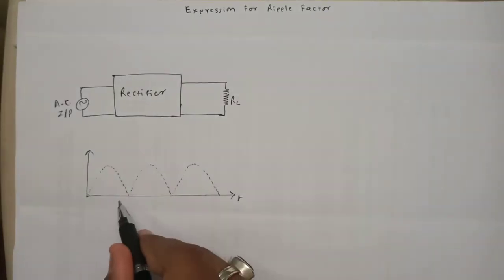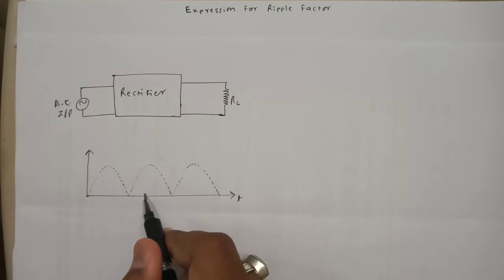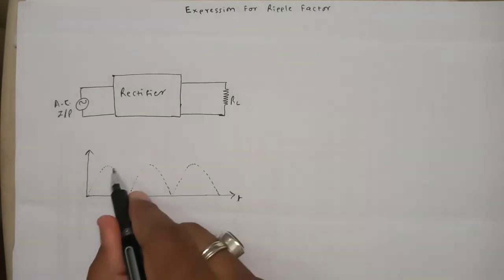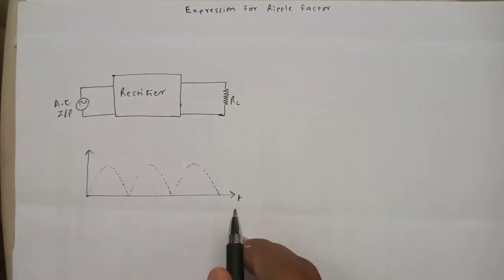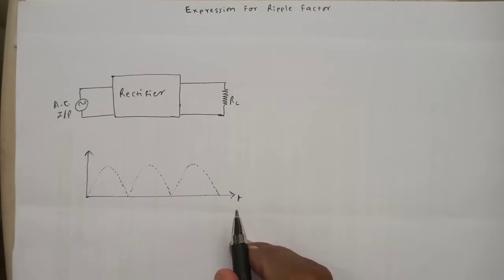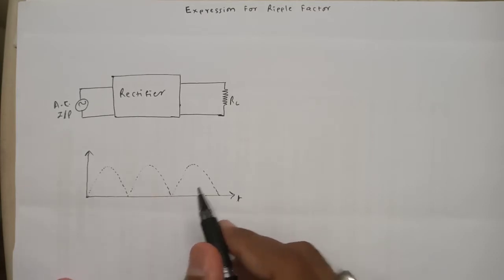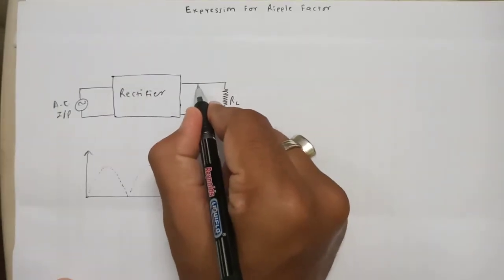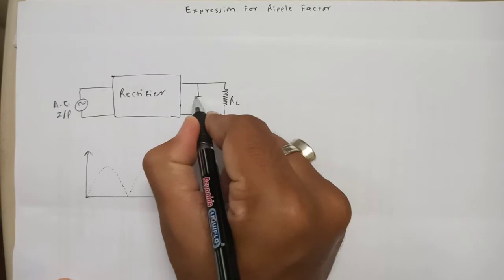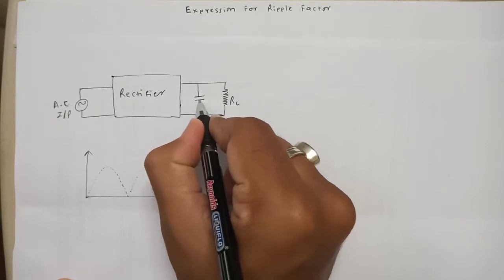So this may be the output if we are talking about the full wave rectifier, in which you can see the output is not pure DC but a pulsating DC. And to get the pure DC, what we do is further connect a filter at the output of the rectifier. The filter may be anything. Normally we connect a capacitor or an inductor here. So let us consider a capacitor filter.